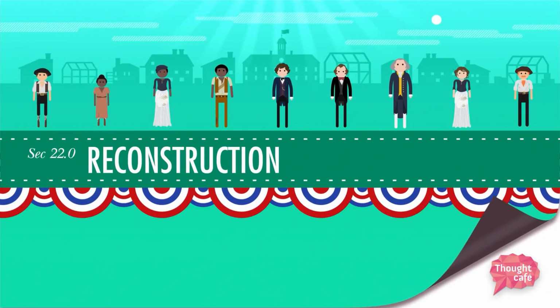Instead, President Johnson ordered all land returned to its former owners, so the South remained largely agricultural, with the same people owning the same land, and in the end, we ended up with sharecropping. Let's go to the thought bubble.